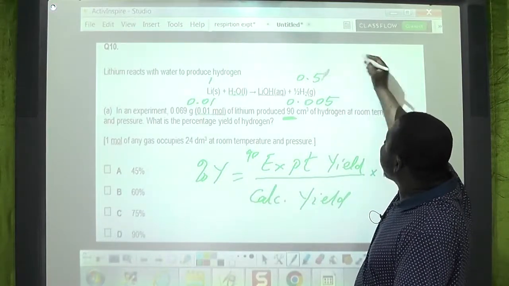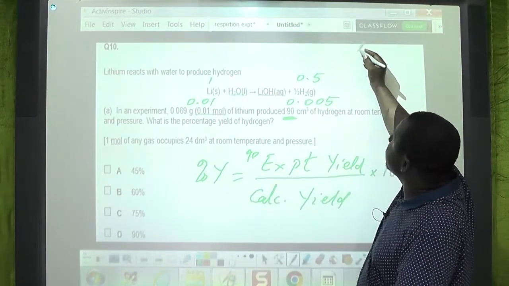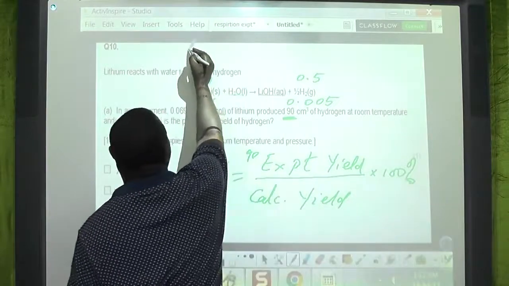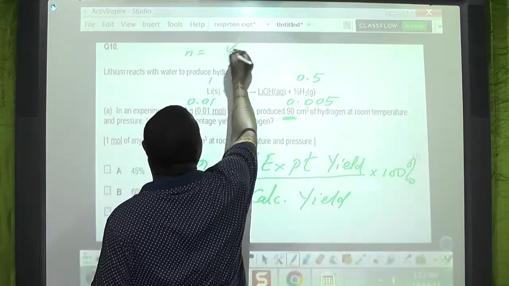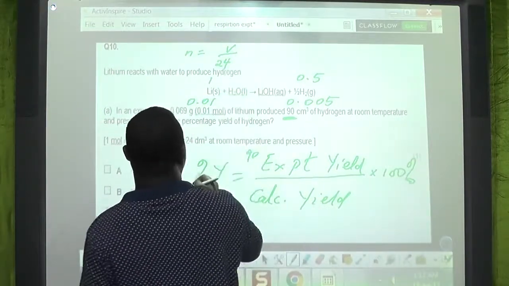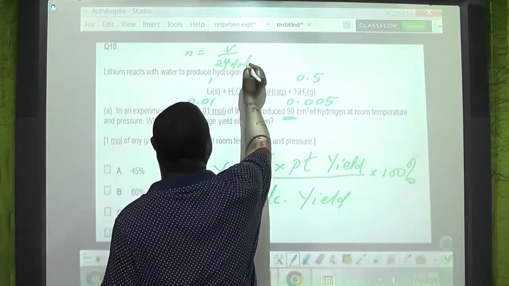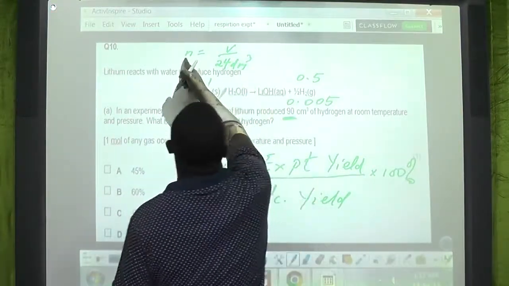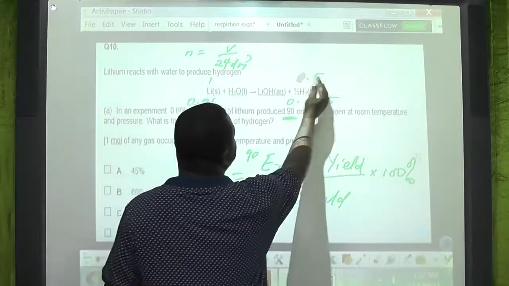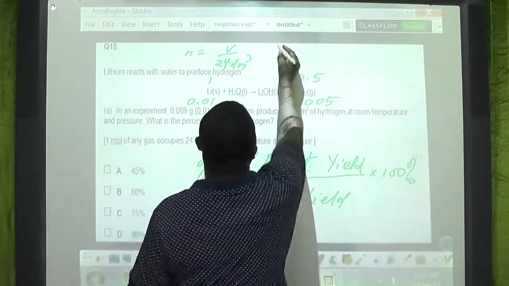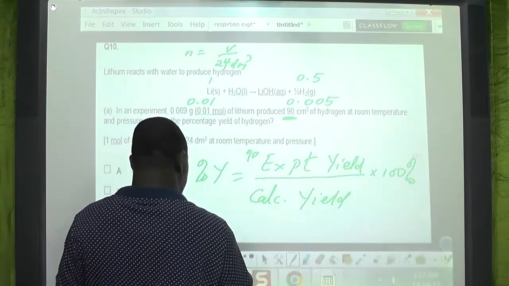So we have 0.005. Now at room temperature and pressure, n equals volume divided by 24 dm cube. So we got our n is 0.005. Let me use another color so you don't get confused.